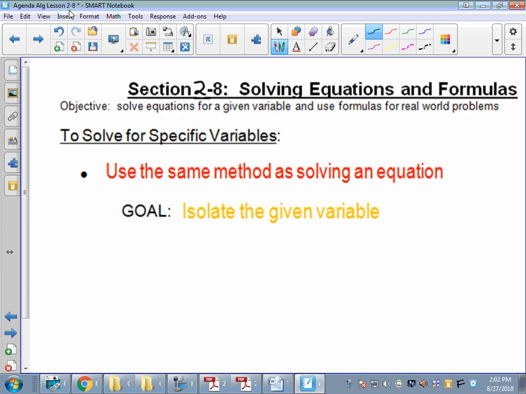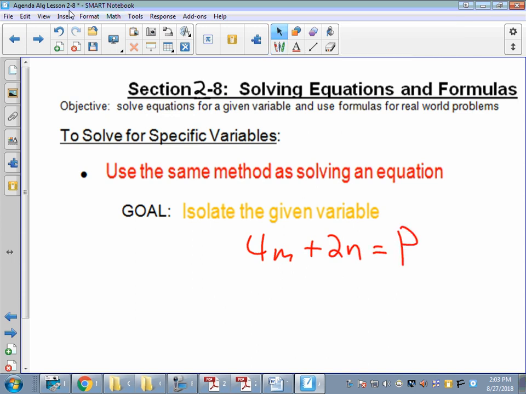Okay? So you might see a problem that says, say, 4m plus 2n equals p. Okay, well, there's more than one variable here, and they may say solve for m. So they're going to pick one of those and tell you to solve for m. Okay, so in terms of n and p, you're basically going to look and try to solve for this m right here. Okay, so first let's tell you how to do it, and then we'll give some examples.